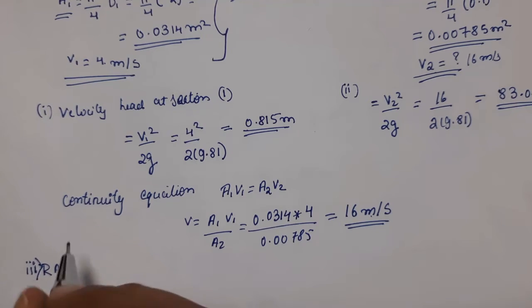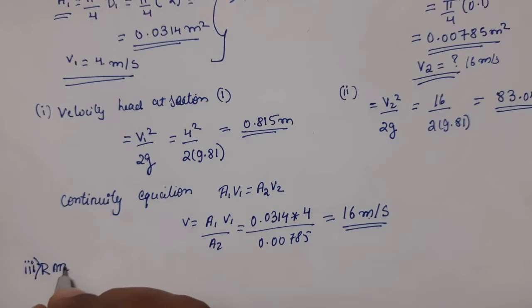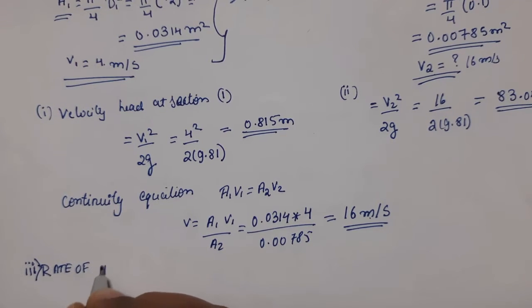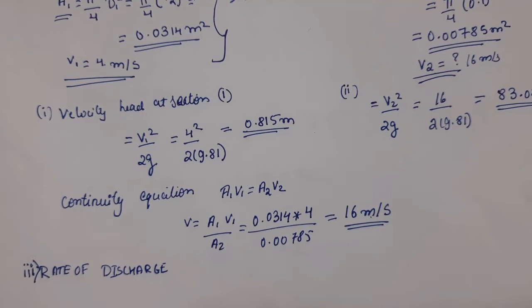No, this is third, right? So first and second it's already done. This is the third thing. So rate of discharge can be given as Q is equal to A into V.